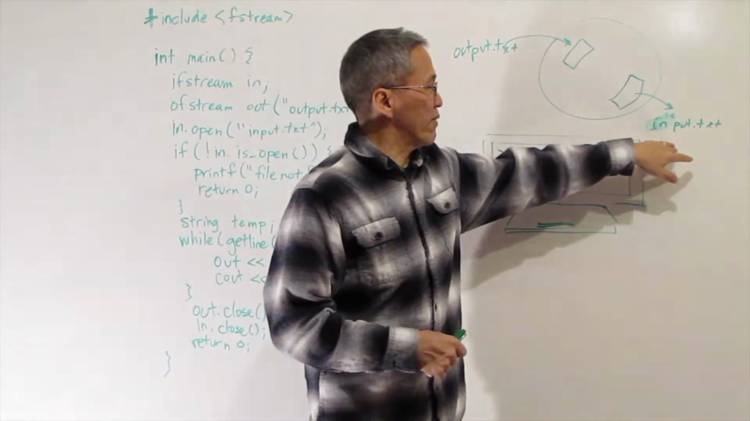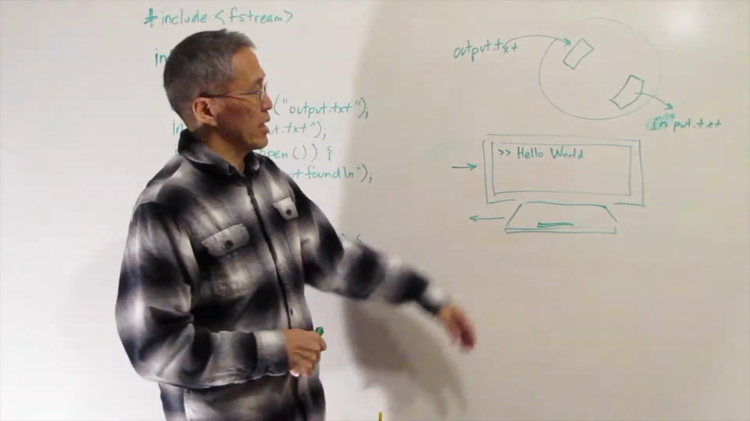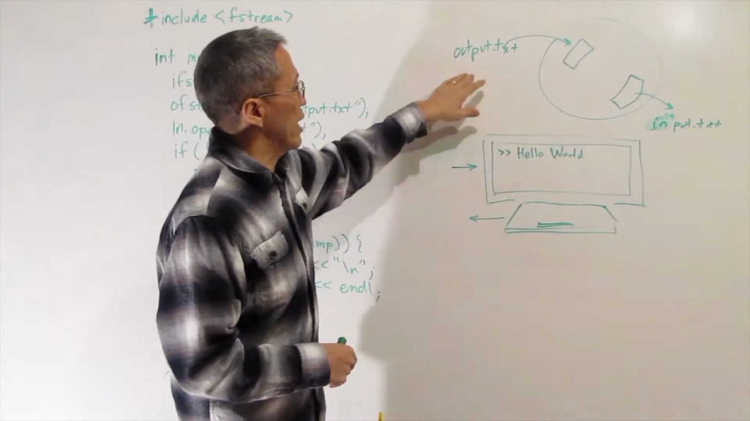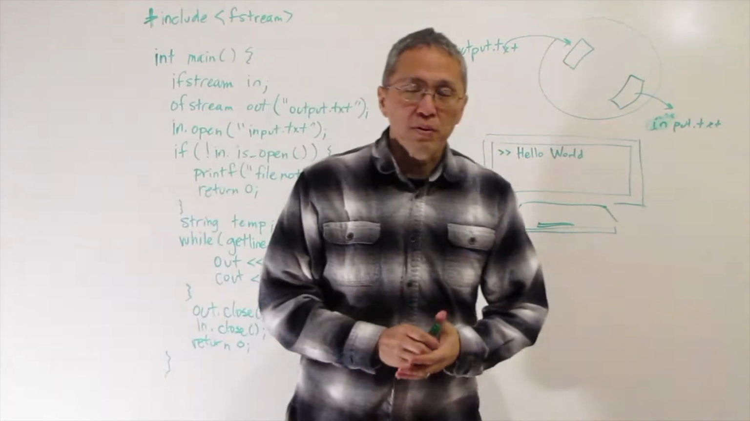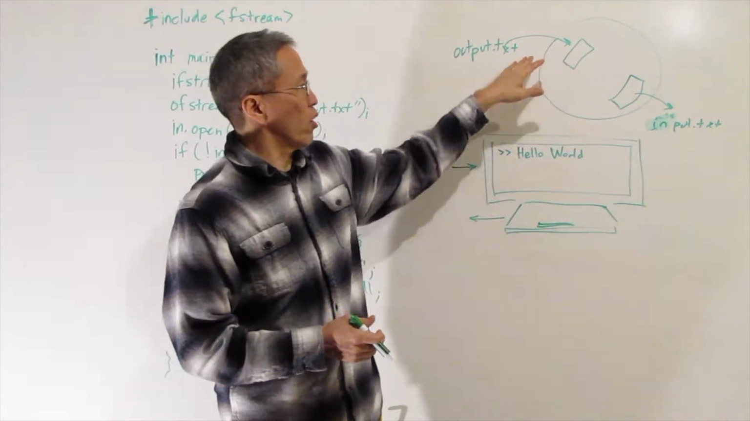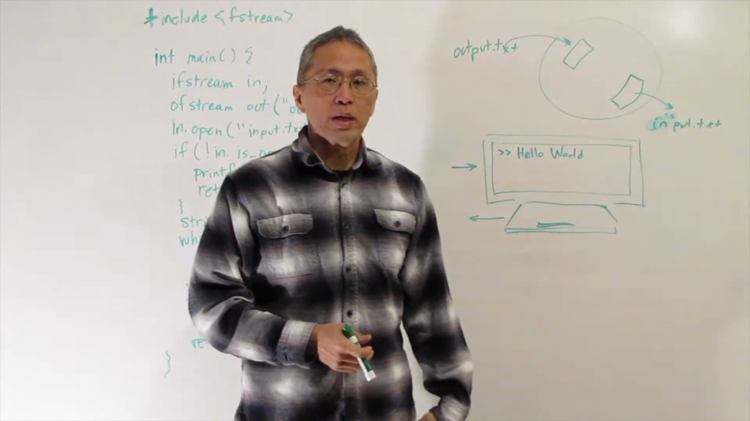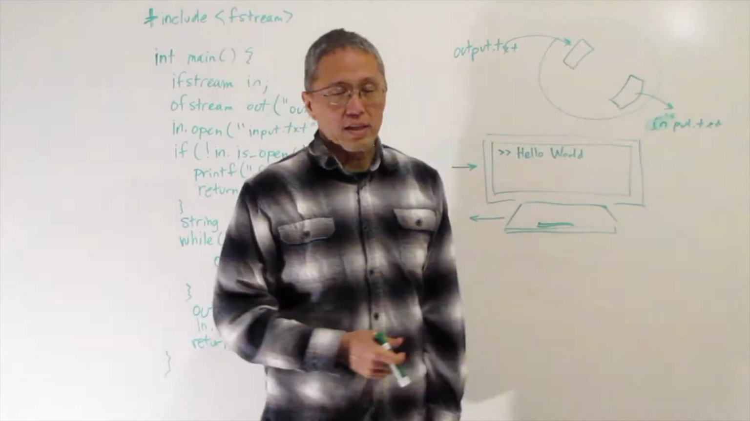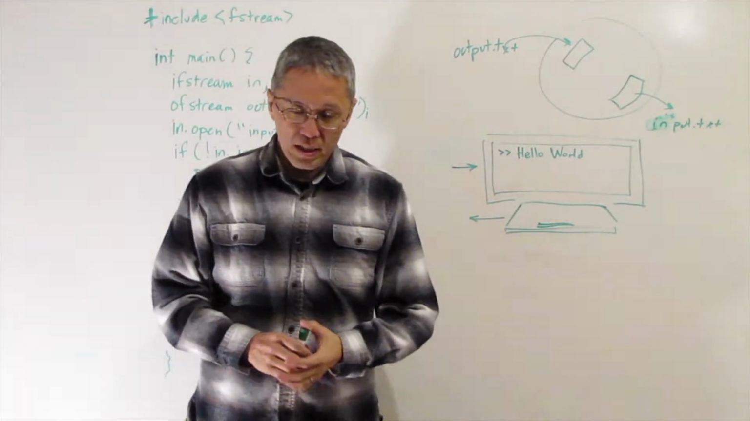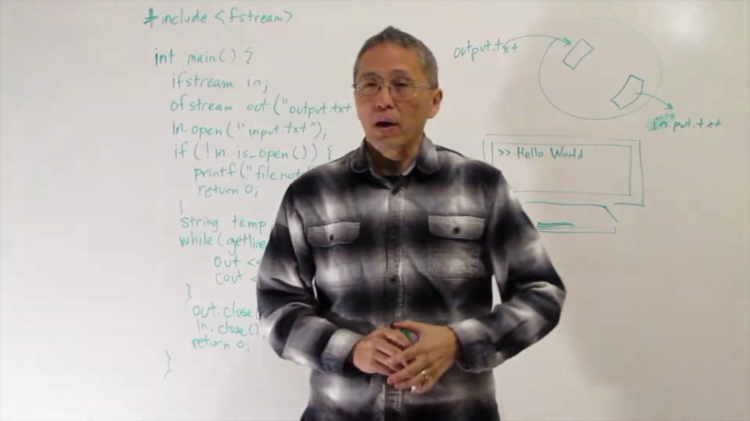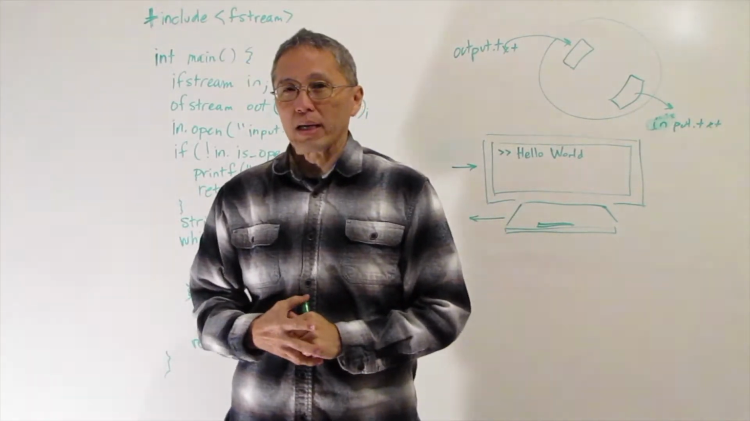So here I have input.txt, which is going to be my input file stream, and output.txt is going to be my output file stream. All I'm doing is writing to the file or getting data from the file, reading from the file. Rarely will you have files that take up one contiguous space on your disk, but it could happen. So I'm going to show you today a quick program.